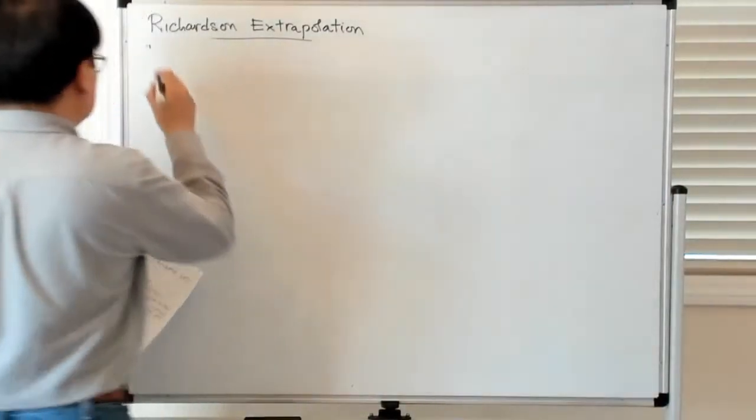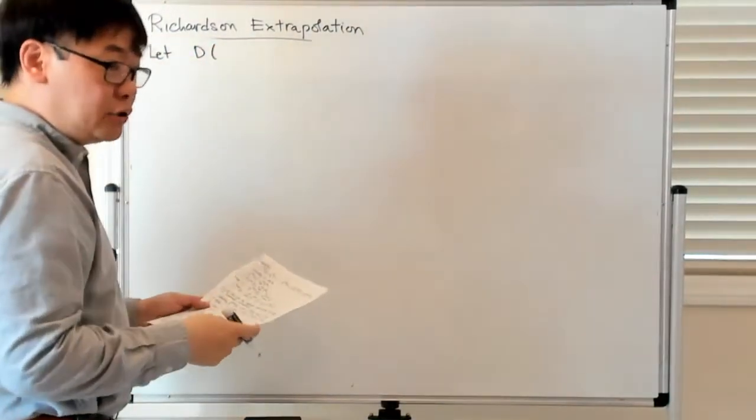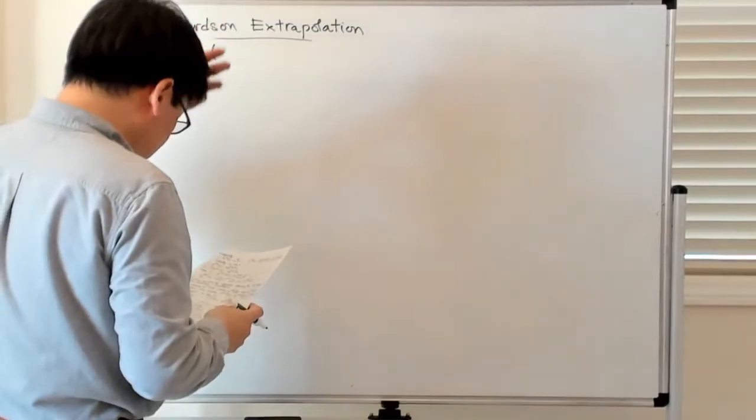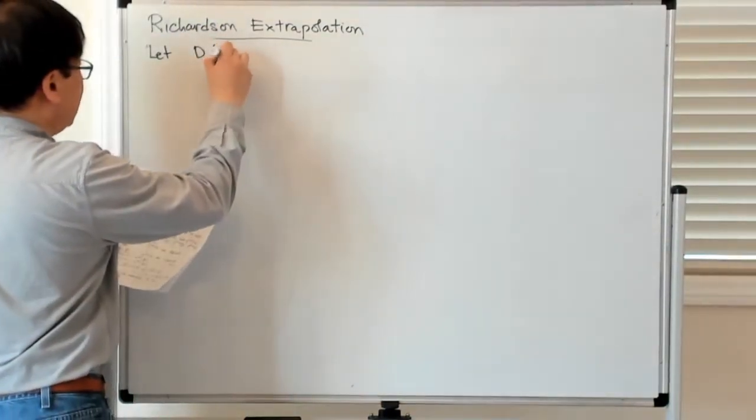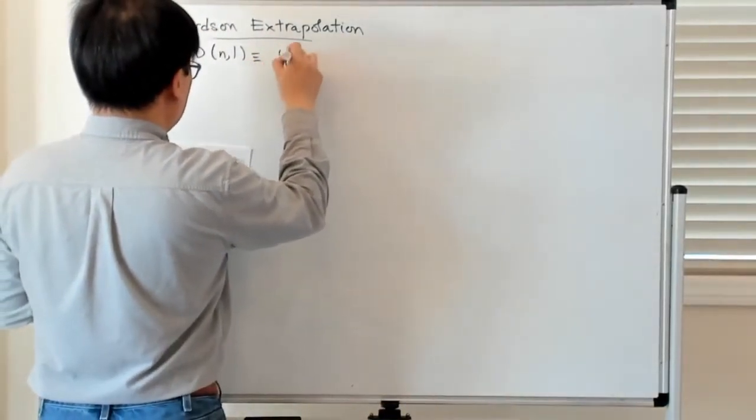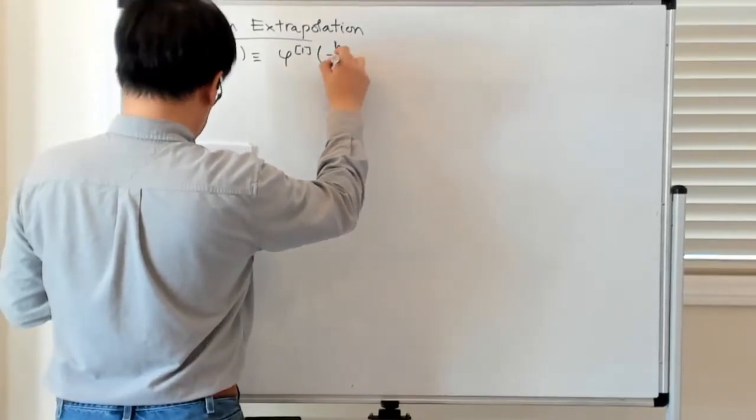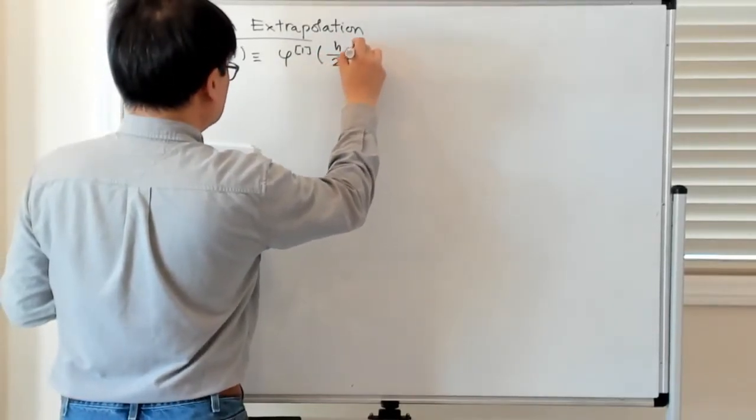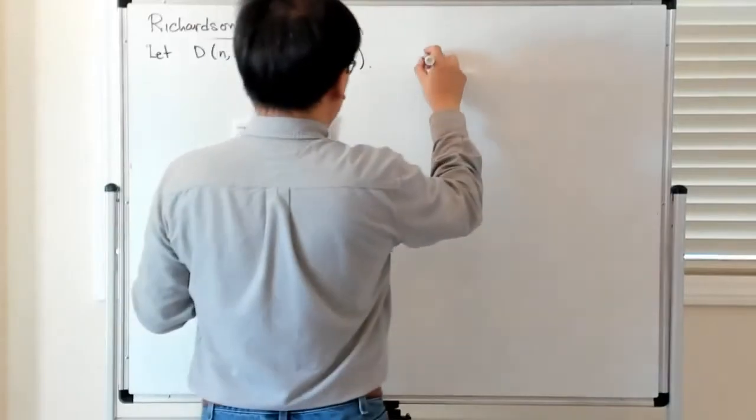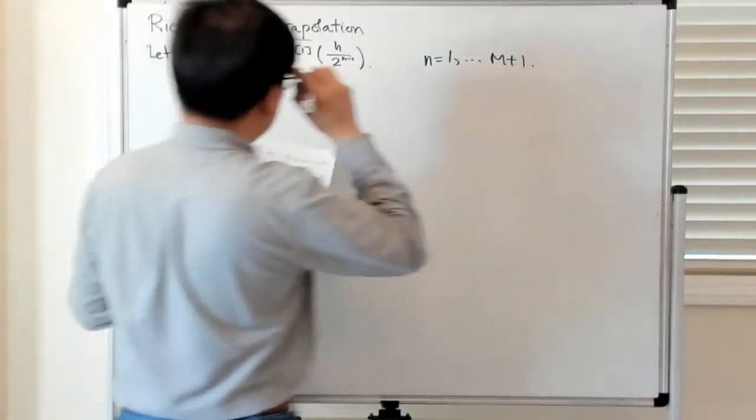Okay, so I'm going to construct a matrix basically. It's like in this setting. So let D(n,1) be defined to be phi 1 of h over 2 to the n minus 1. Okay, and then n will go from 1 to m plus 1.